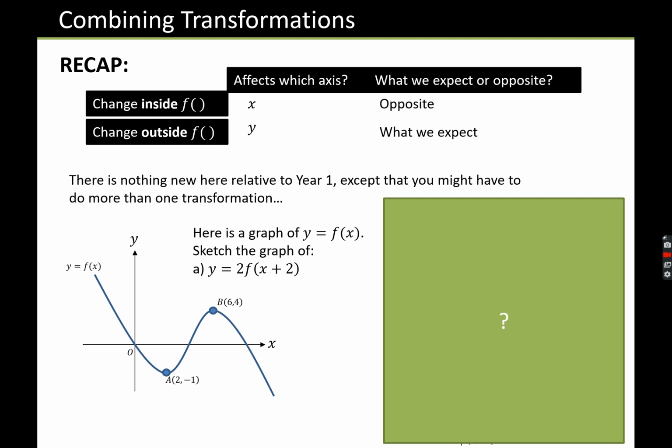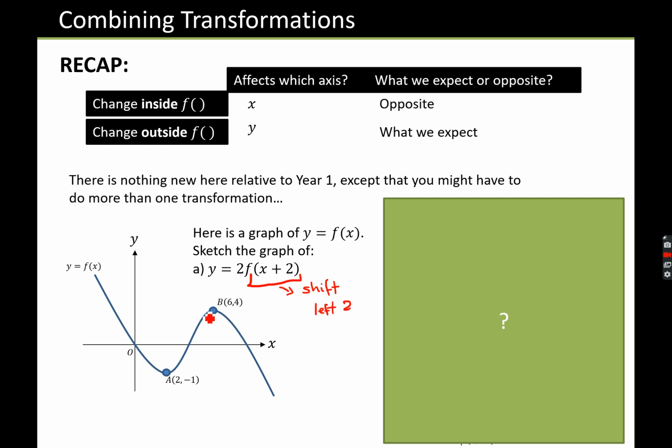Right, so example, we've got y equals f of x sketched, okay, and also we've got our two turning points that are going to be the coordinates we're going to focus on. 2f of x plus 2. We're going to treat it like BIDMAS. Okay, so we'll deal with the x plus 2 part first. So inside the brackets, affects x and does the opposite. So that part there is going to shift left 2.